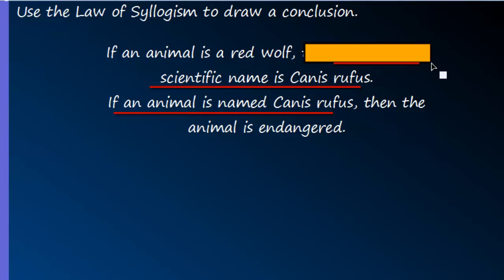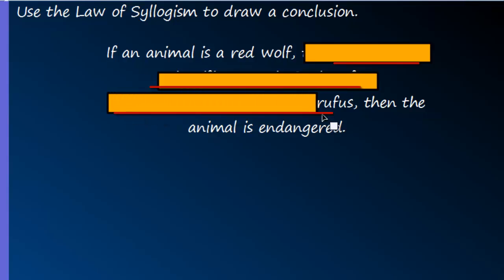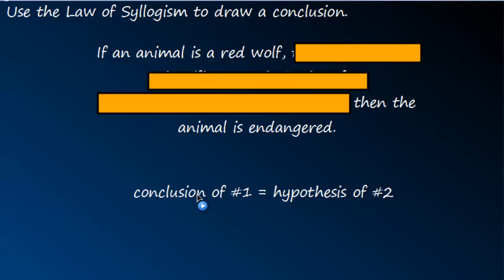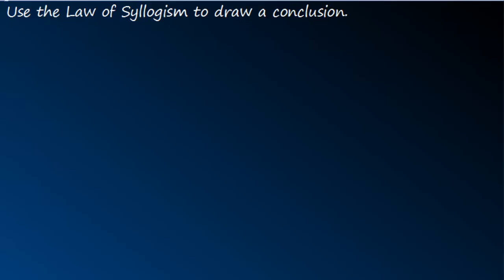So I can imagine taking out that conclusion with this hypothesis. And what are we left with? If an animal is a red wolf, then the animal is endangered. Because the conclusion of number 1 and the hypothesis of number 2 are the same, we can apply the law of syllogism and come up with this brand new conditional statement. All right, let's do another example.